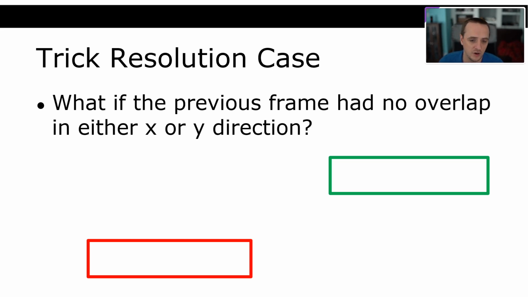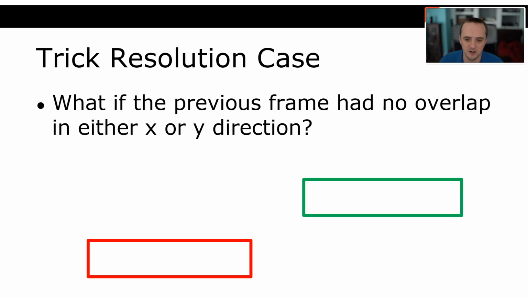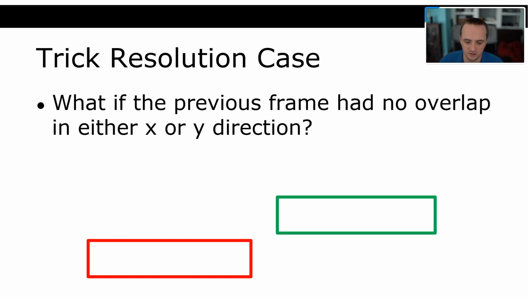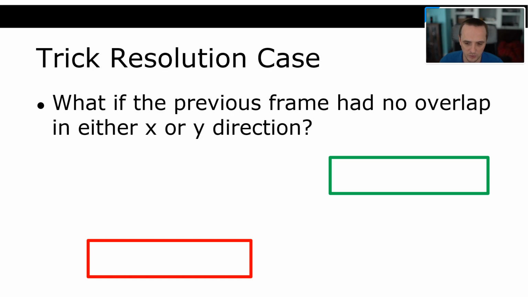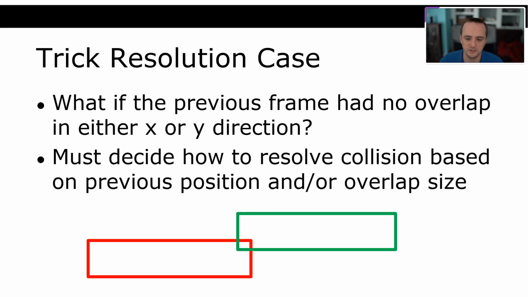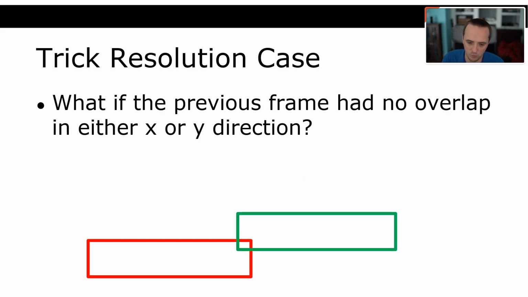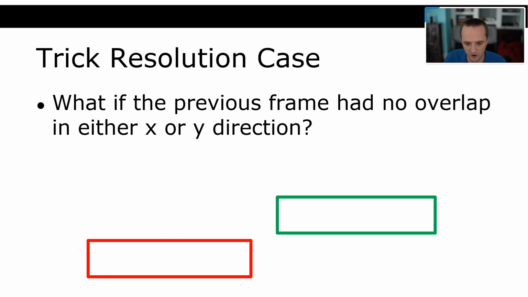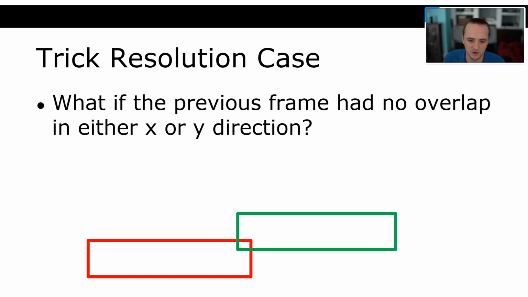There's one tricky case, however, okay? This is a really tricky case, and you've probably all been wondering what's going to happen in this case. What if the previous frame had no overlap in the X or the Y direction? So what if it's moving diagonally? Okay, so we go diagonal, diagonal, diagonal. What happens now? So we must decide on how to resolve collisions based on the previous position and overlap size. So for example, what you could do here is say, well, there was no X or Y overlap, so maybe I'm going to push it out in the direction of the most overlap or something like that.